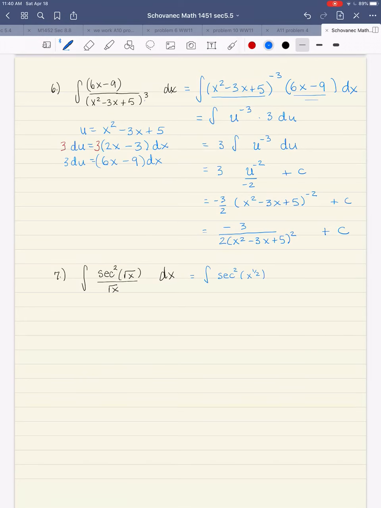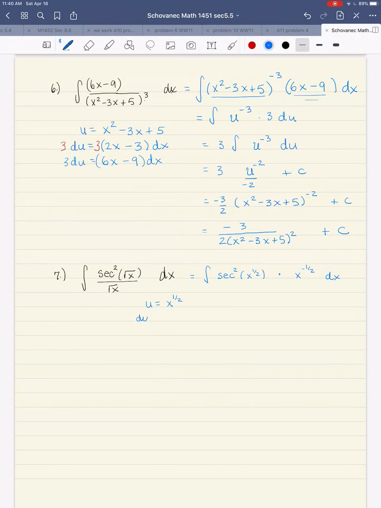Secant squared of the square root of x. Let's write that as x to the 1/2. And notice it's the secant that's squared and not the angle. Now let's think of that square root of x on the bottom as x to the negative 1/2 and put it next to the dx. So hopefully the stuff in the parentheses is the u and the du is the other stuff.